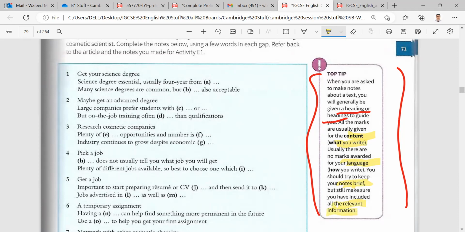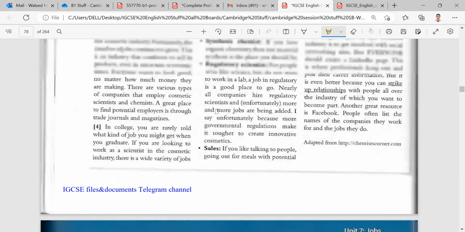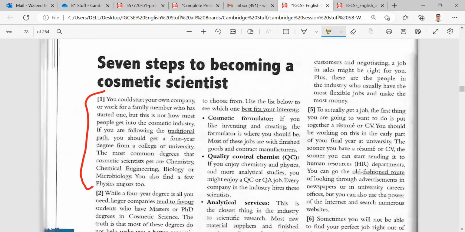Okay, so here, for example, if you consider paragraph one, what is the title of paragraph one? Get your science degree. To make notes in the exam, you will be given a heading or headings. What you need to do is write some notes under this heading. So the title of paragraph one is get your science degree. This is the main title in this paragraph.